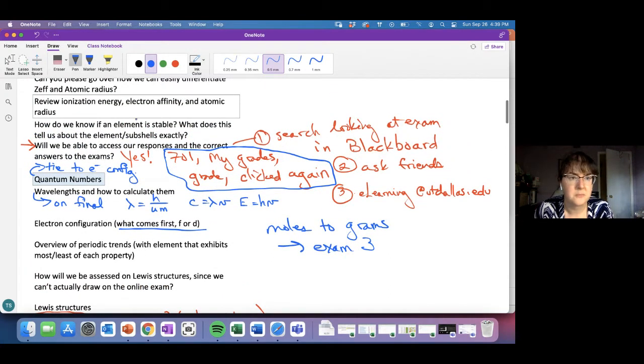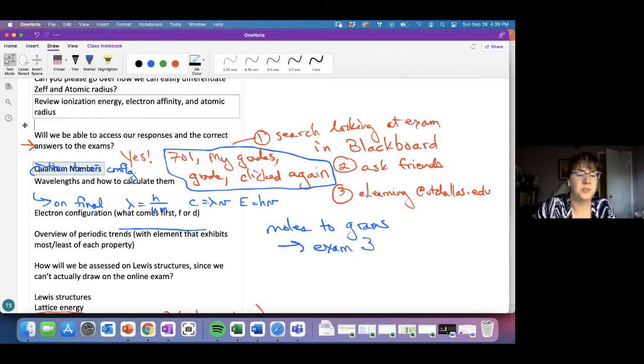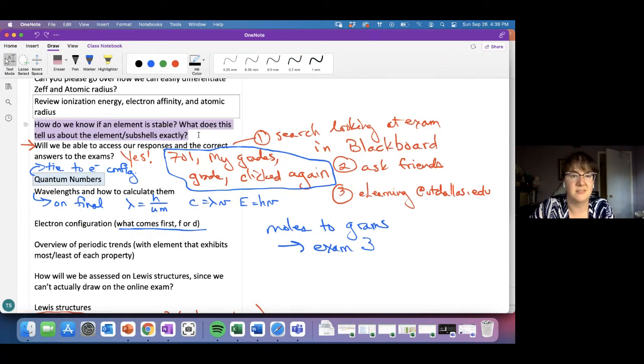So there was this other question that comes up in different ways. How do we know if an element is stable? What does that tell us about the element or the subshell exactly? So this one is a good question.